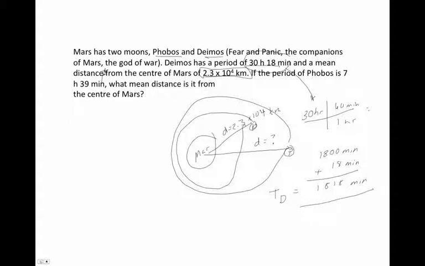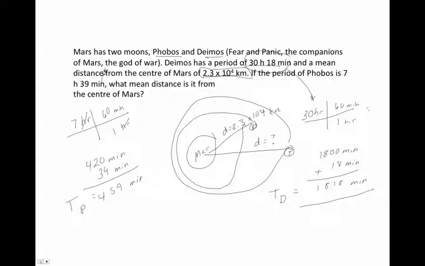I need to know the period of Phobos. So let's do that. I've got 7 hours is 420 minutes. I'm going to add the other 39 minutes to that. And that's the period of that guy. So now I have to compare them.